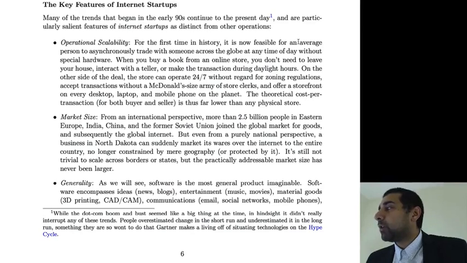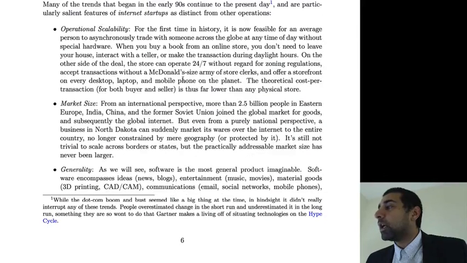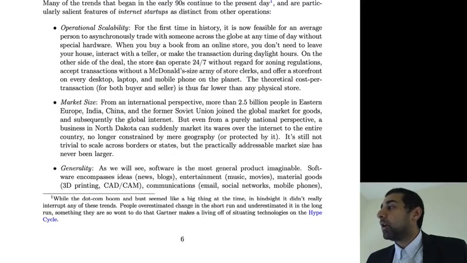So it's now feasible for you in your room to trade with someone across the globe at any time of day without special hardware. You don't even actually need to be at your computer to do this. You can just set up a store and take a transaction from them or from 100 people at the same time. We don't really think about how amazing this is, but think about how different that is from the physical world where you need a clerk and you have lines and queues and things like that.